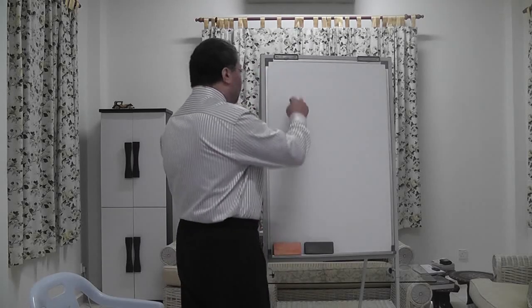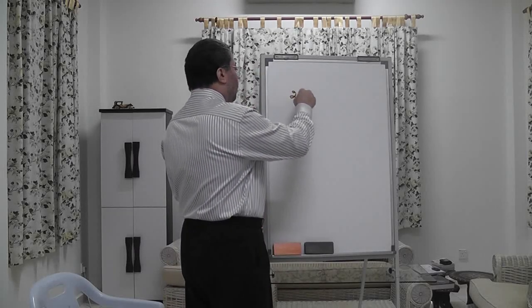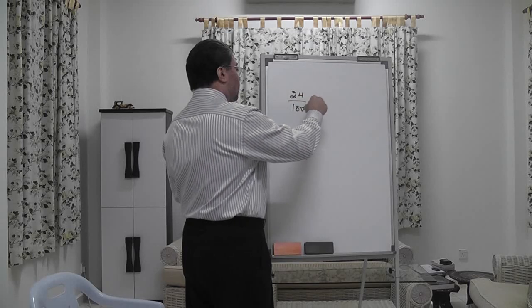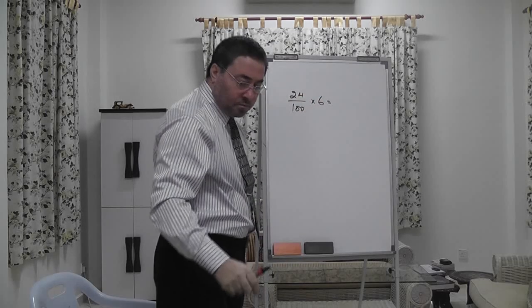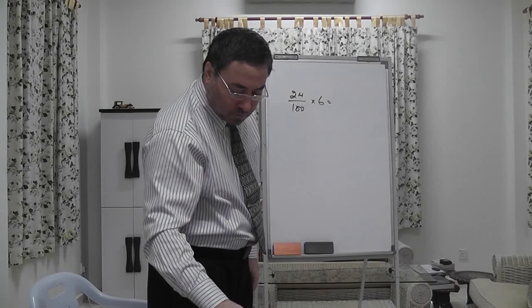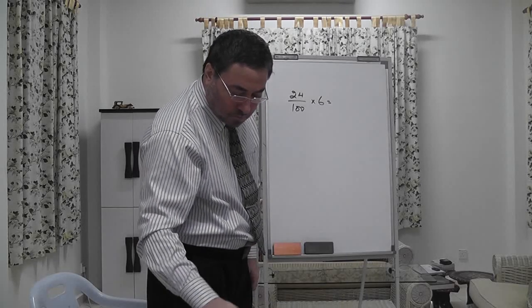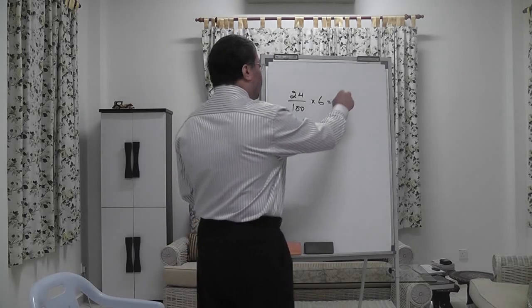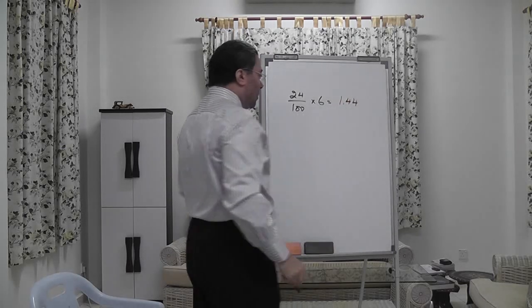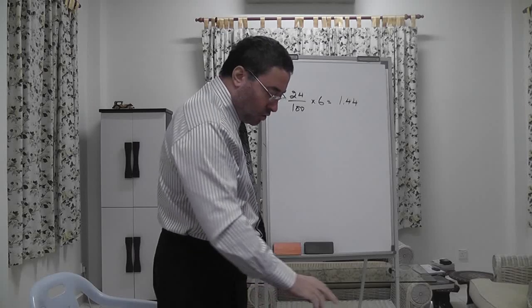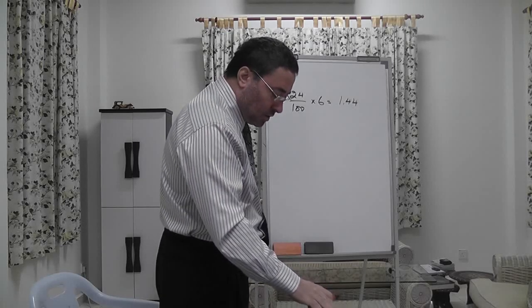We move to number 15. 24% of 6 is what number? Here we said in these situations we multiply the percent times the number. So 24% of 6, and that's 1.44. You can apply the equation or the formula to do this exercise.